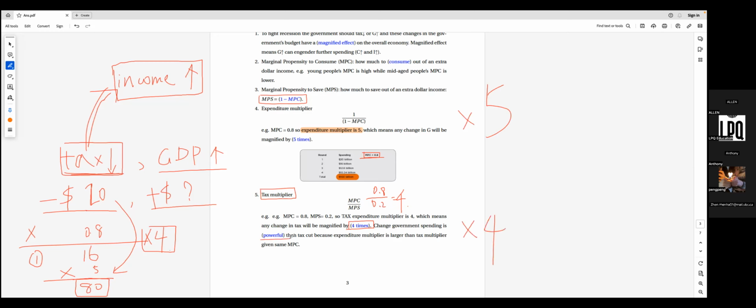So you can get this conclusion: compared with cutting the tax, increasing government expenditure is somewhat more powerful. If you spend one more dollar, GDP will increase by $5. But if you lower the tax by $1, GDP will increase by only $4. So it's more powerful because five is bigger than four.